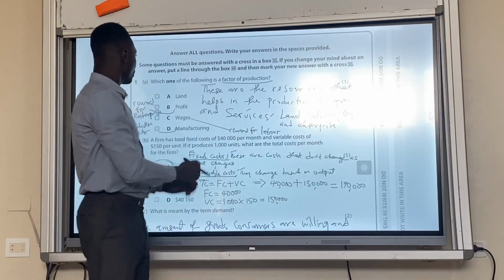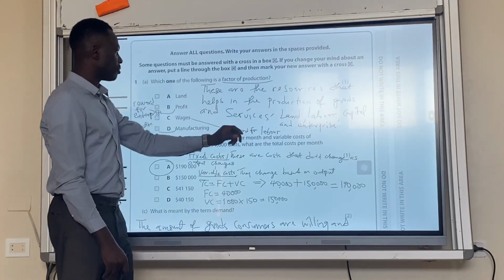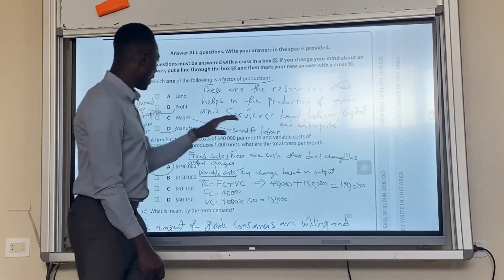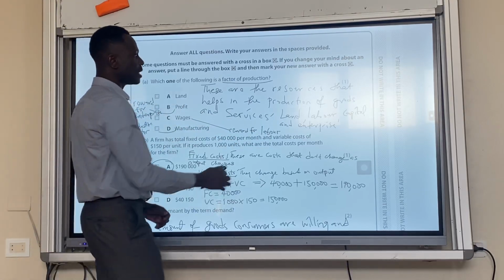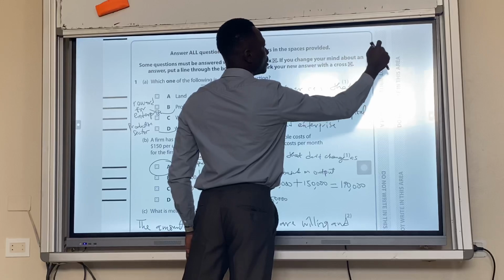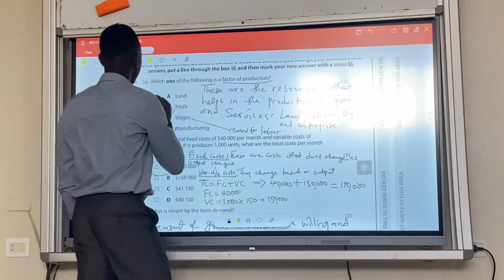Now the question says, which one of the following is a factor of production? So we need to find these four amongst them. We only have land, which is A. Do you understand? So the answer is A.